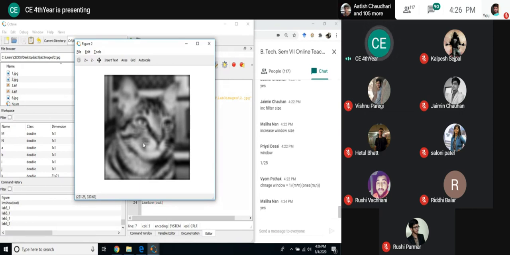One is if I am increasing the size of my filter, blurring increases. Second is it removes the objects which are smaller than my filter size. You can see many objects, many details were there. They were removed here. So it will remove the objects which are smaller in size. If not clear, I will take one more example.